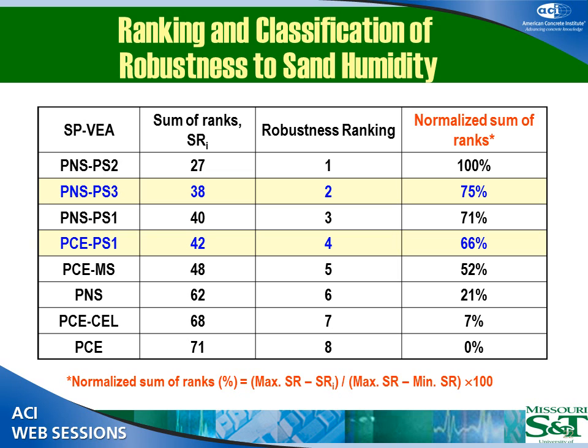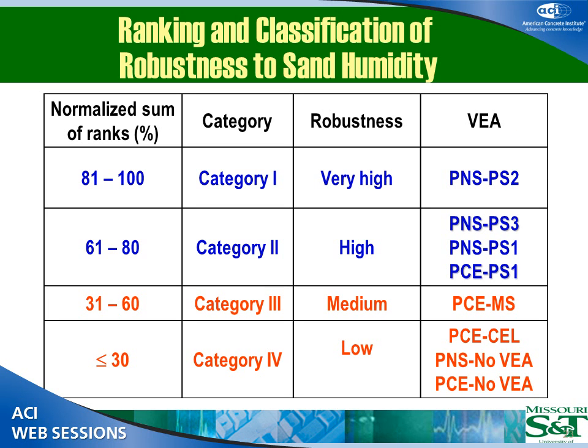But in principle, the mixtures that had PNS and a polysaccharide VMA gave us the best robustness. So we divided that, for further evaluation in the future, into different categories in terms of robustness. Categories 1, 2, 3, and 4, depending on the normalized sum of ranks, to be in the very high robustness category, high robustness, medium, and low, and then you have the different mixes.